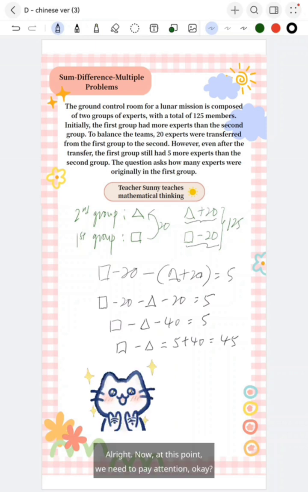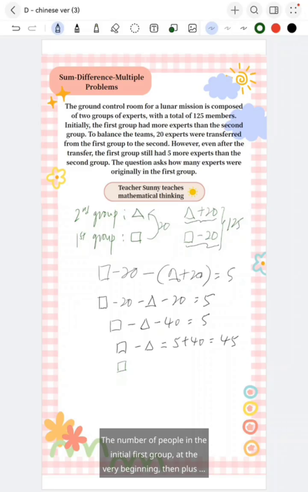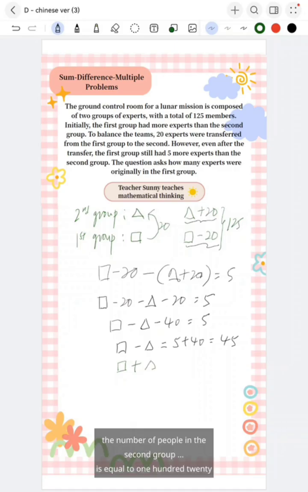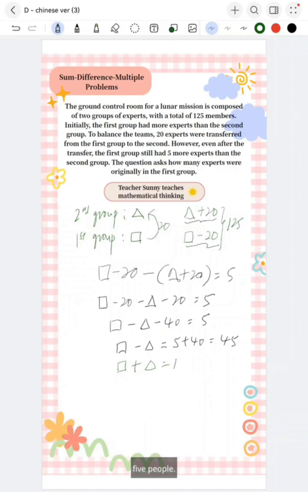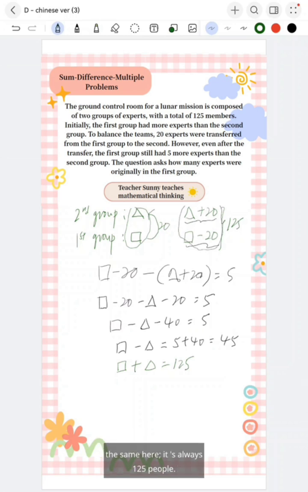All right. Now, at this point, we need to pay attention, okay? The number of people in the initial first group at the very beginning, plus the number of people in the second group, is equal to 125 people. So no matter how it changes, the first group plus the second group, the total is 125 people. It's the same here. It's always 125 people.